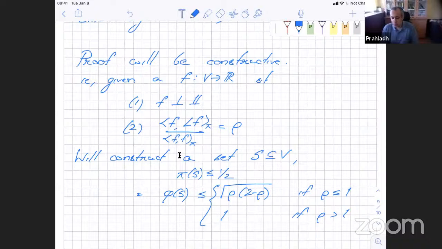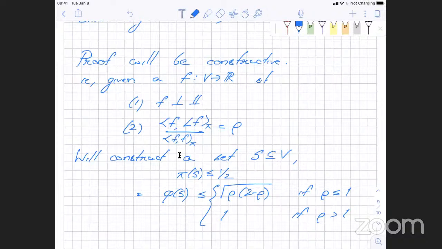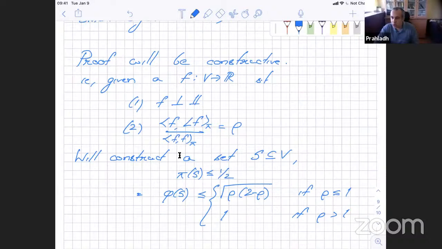So in particular, if you put f to be the second eigenvector, then rho is equal to lambda 2. Yes. So if you put the second eigenvector, you get rho equal to lambda 2. So I get phi of s less than or equal to lambda 2 times 2 minus lambda 2, which is better than what I had promised.